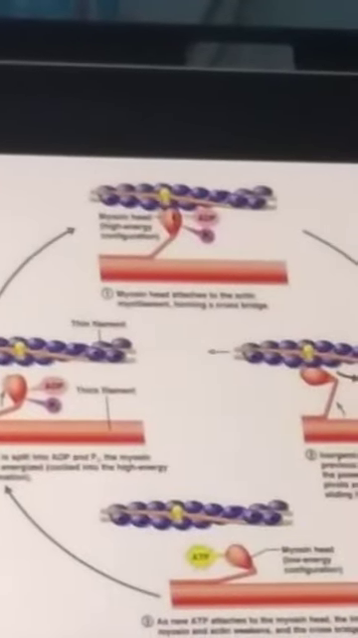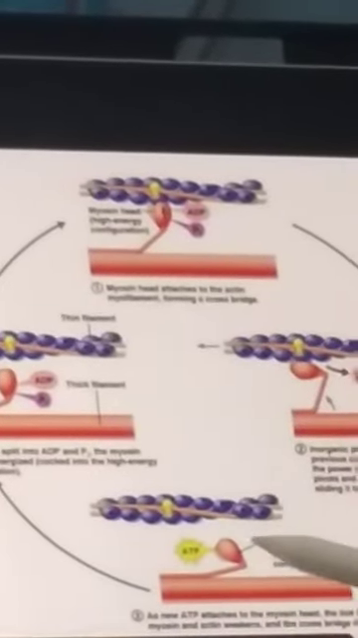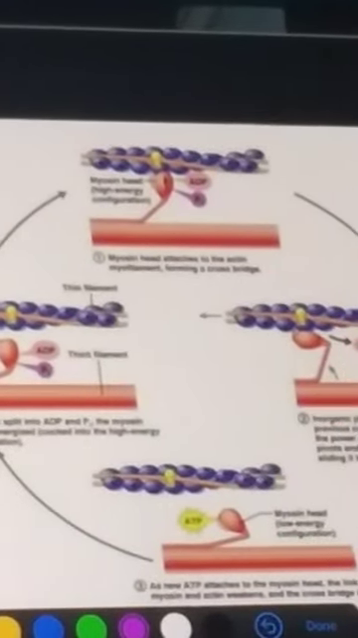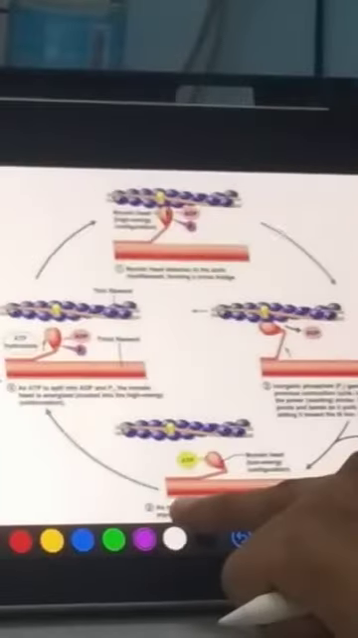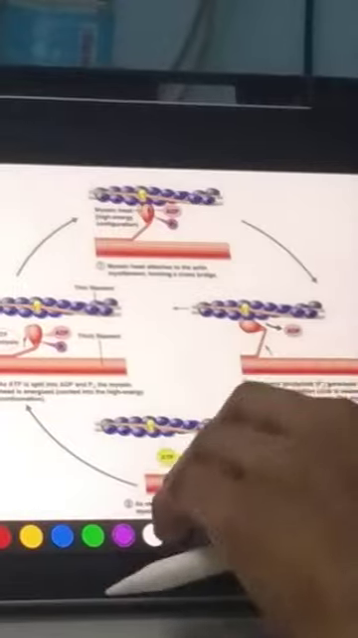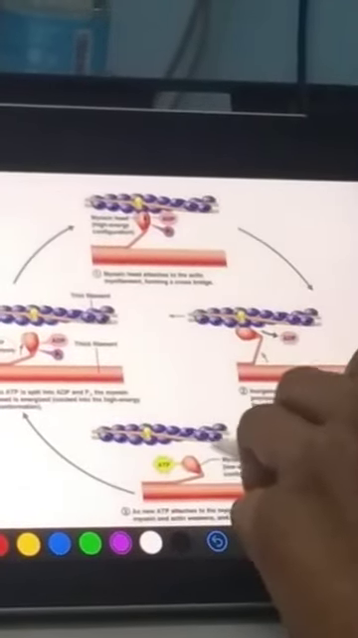There are four steps here. The first is ATP, like I was mentioning. The myosin head has an ATP inside. As a new ATP attaches to the myosin head, the link between the actin and myosin will be weak, and the cross bridge will be detached.